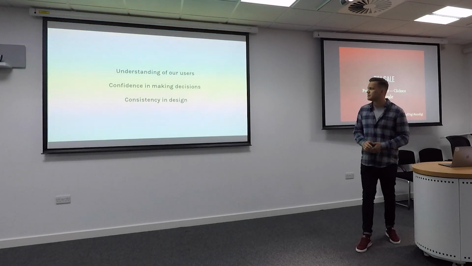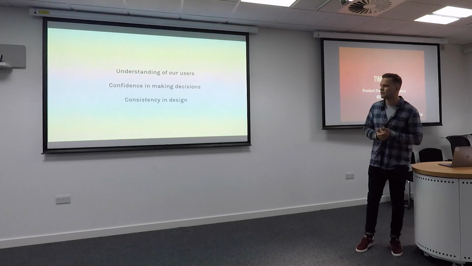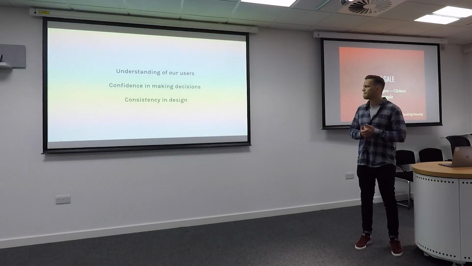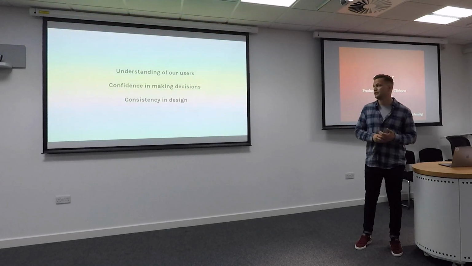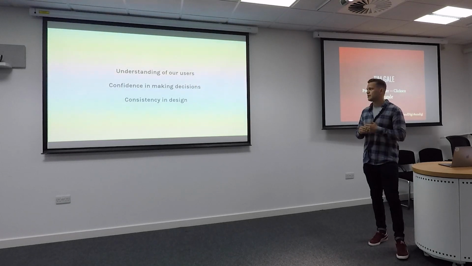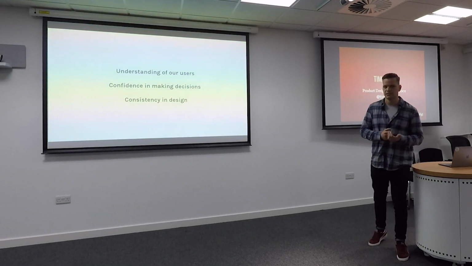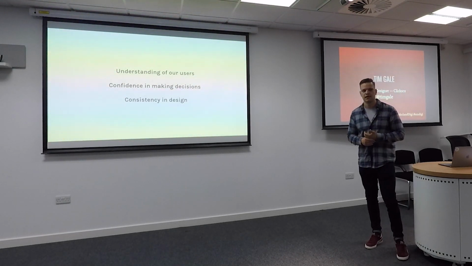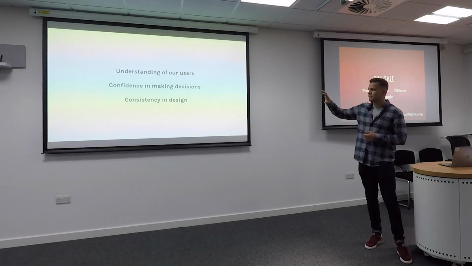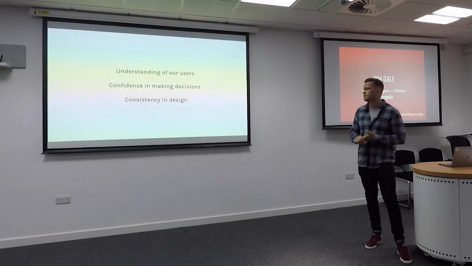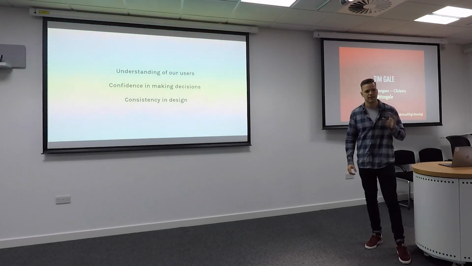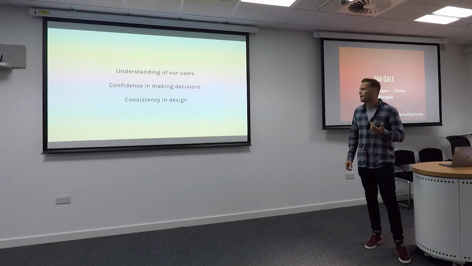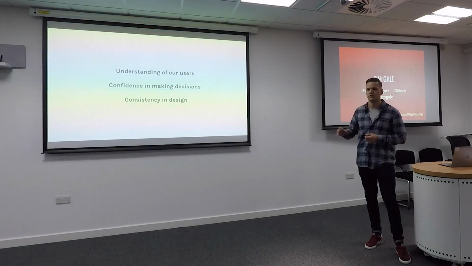Just to give you an insight into some of ours. On our design maturity matrix, these reference some of the core, fundamental indicators that we use: understanding of our users, confidence in making decisions, and consistency in design. If we take the top one, for example, a 0 on the scale could be no understanding whatsoever of our users. We don't interact. We don't observe. Whereas 5 could be a complete understanding across the team.